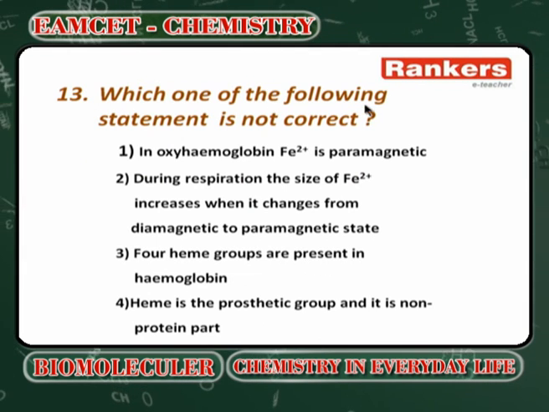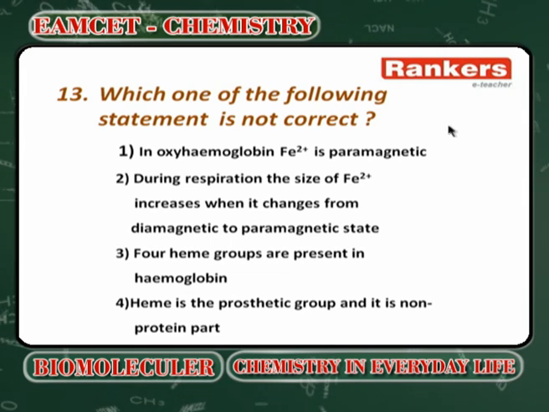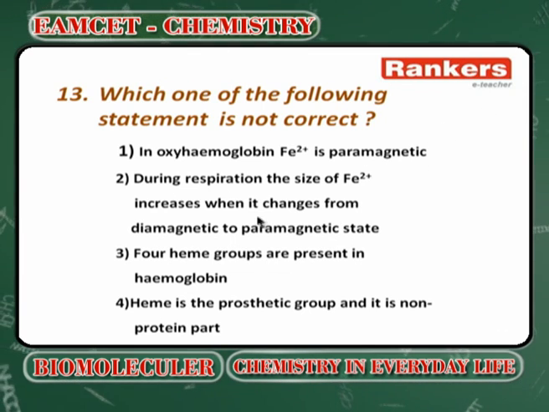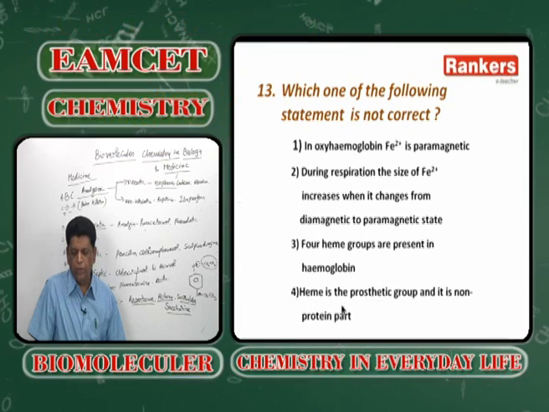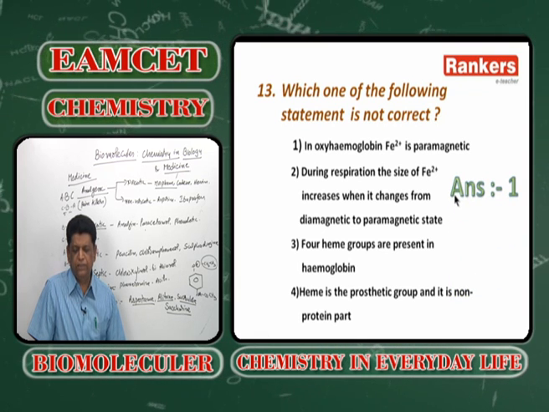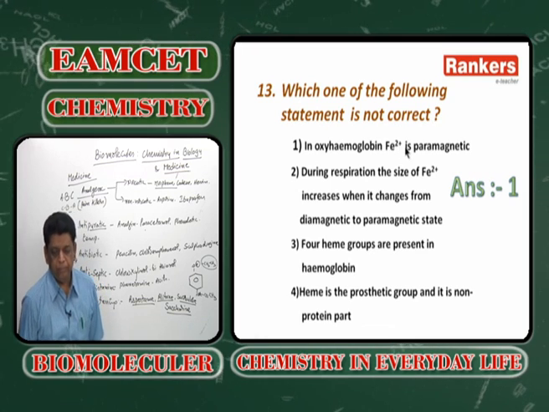Which one of the following statements is not correct? In oxyhemoglobin, Fe plus 2 is paramagnetic. During respiration, the size of Fe increases when it changes, that's the right statement. 4 heme groups are present in hemoglobin, that's also right. Heme is the prosthetic group, the non-protein part. So, the second, third and fourth are right, except the first answer. Iron is diamagnetic actually. Next.